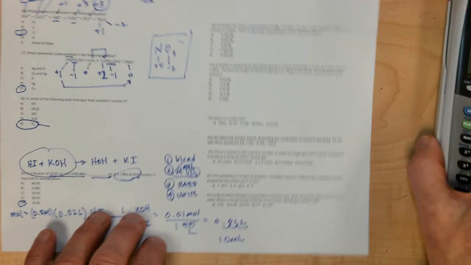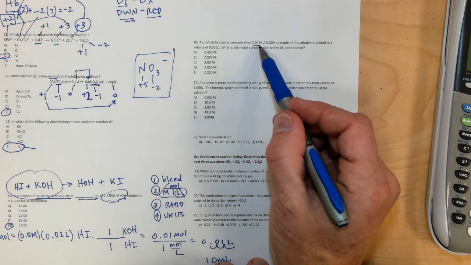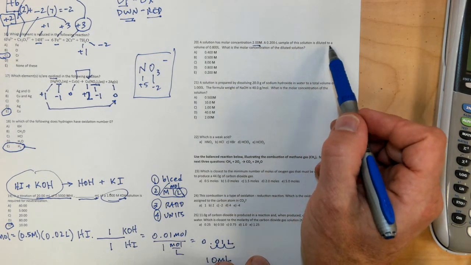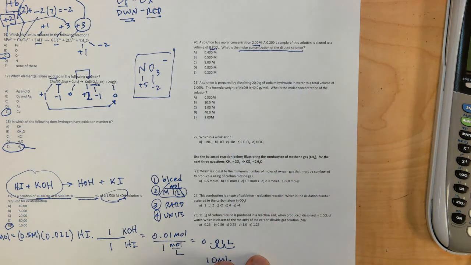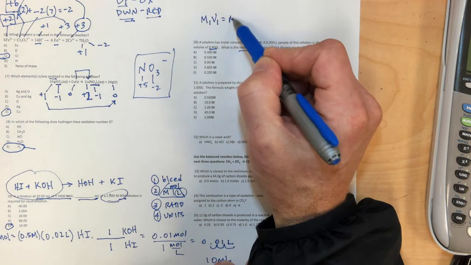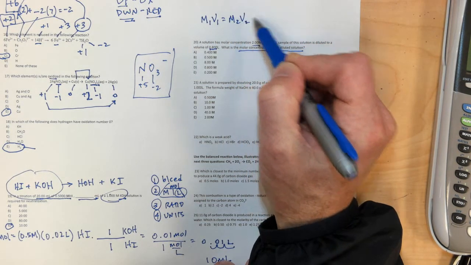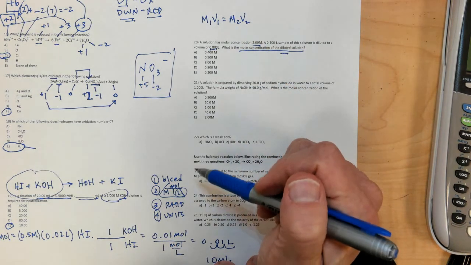Number 20, a solution has a molar concentration. A 2 liter sample of the solution is diluted to 0.8. What is the molar concentration of the diluted solution? So M1V1 is equal to M2V2. How did I know to use that equation? It has the word diluted in it. This is called the dilution equation.